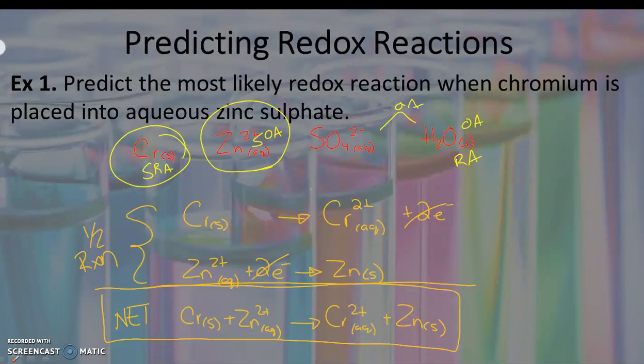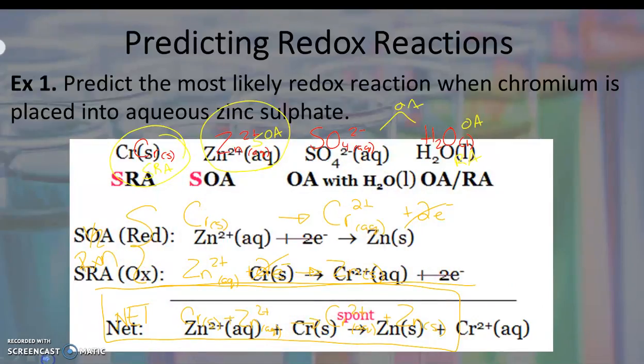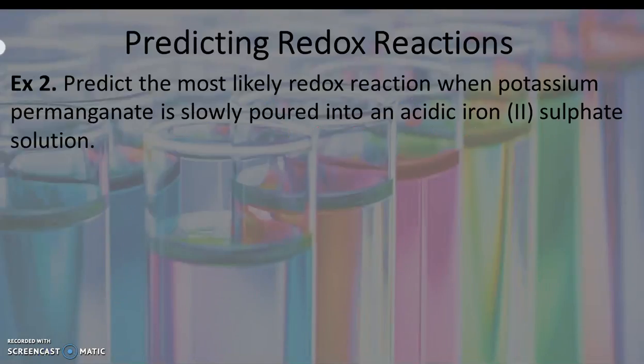Yes. In your net equations, you generally don't have the inclusion of electrons. In your half reactions, you have inclusion of electrons. Okay, so let's look at another, more complicated example. There's the answer. Beautiful. Okay, so I'll do one more and then you guys can do one.